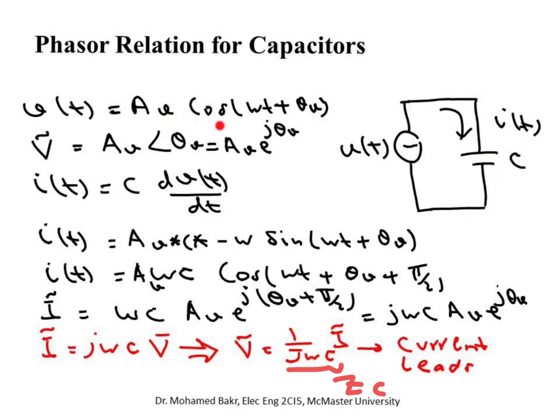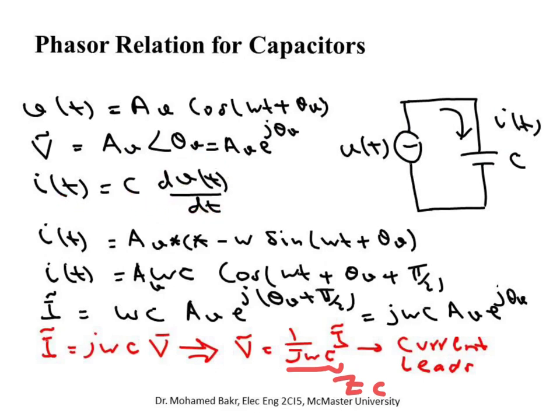This is the expression for the sinusoidal voltage source, amplitude AV and angle theta V. I can write this as a phasor, as AV angle theta V, or AV e to the j theta V. Both forms are equivalent. Now, what is the relationship between the current and the voltage across the capacitor? The current is the derivative of the voltage multiplied by the capacitance.